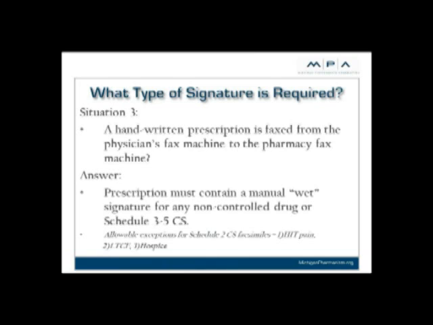The definition in the Michigan Public Health Code for electronic prescription is computer to computer, or physician's computer to the pharmacy's fax. If it's coming from physician's fax to the pharmacy's fax, it's not valid with an electronically signed signature. It must contain a manual signature.